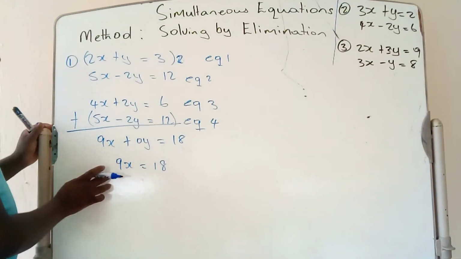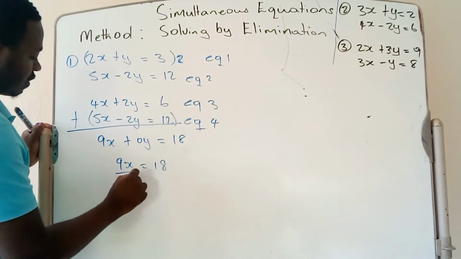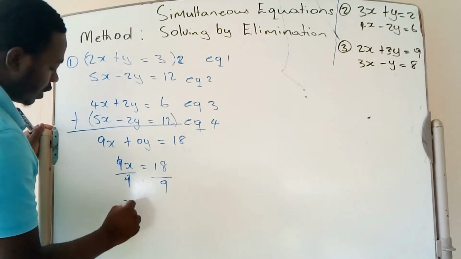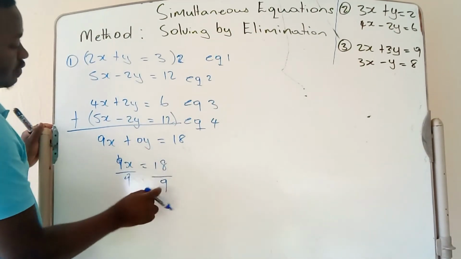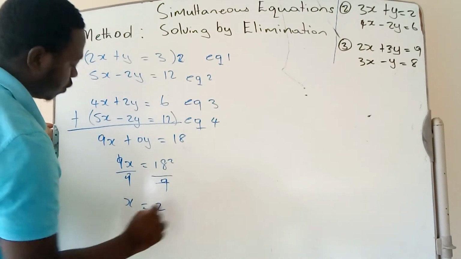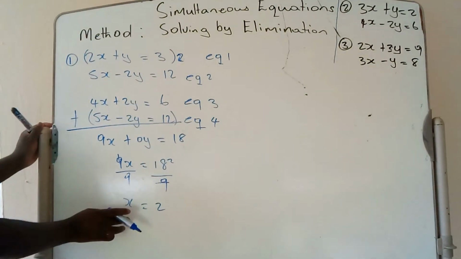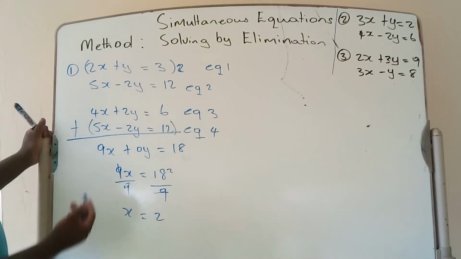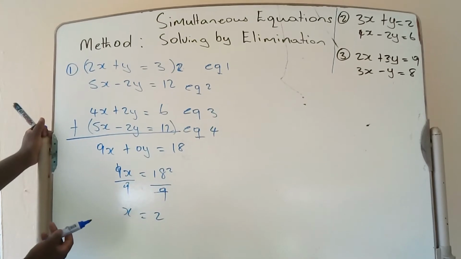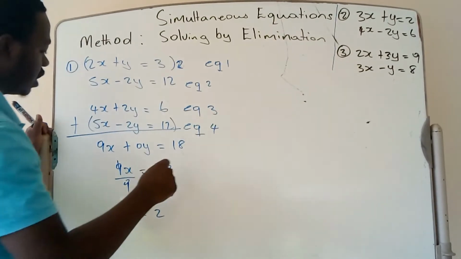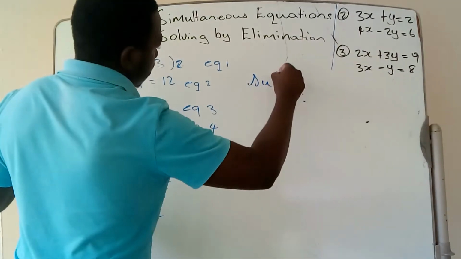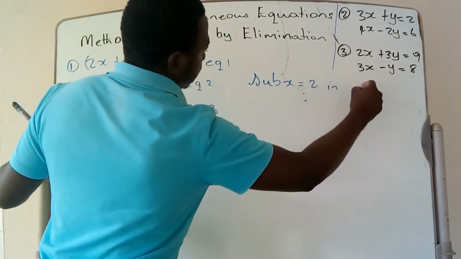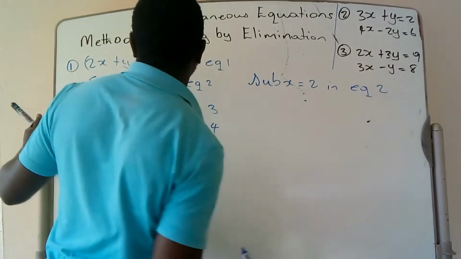I need to divide both sides by 9 because I'm solving for x. So divide this side by 9, divide this side by 9. The 9 cancels out 9, leaving x equal to 18 divided by 9, which is 2. Now that you know what x is, you just substitute it into any one of the equations. I'm going to use equation 2. So I'm going to substitute x equal 2 in equation 2, which is this one.